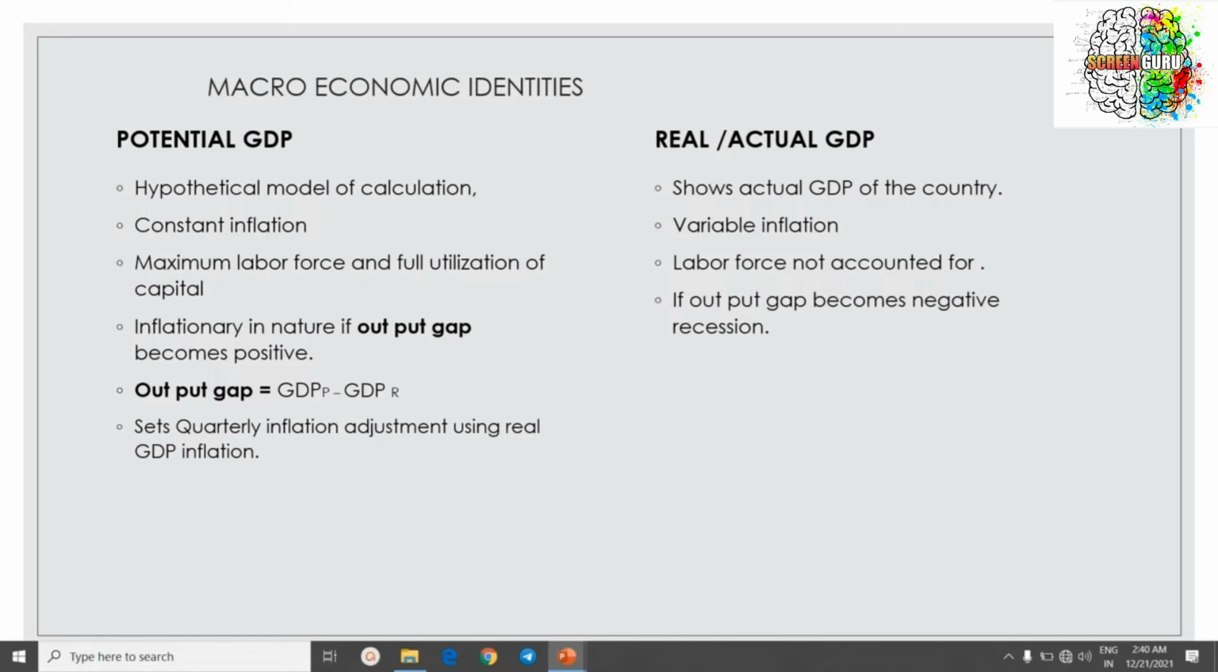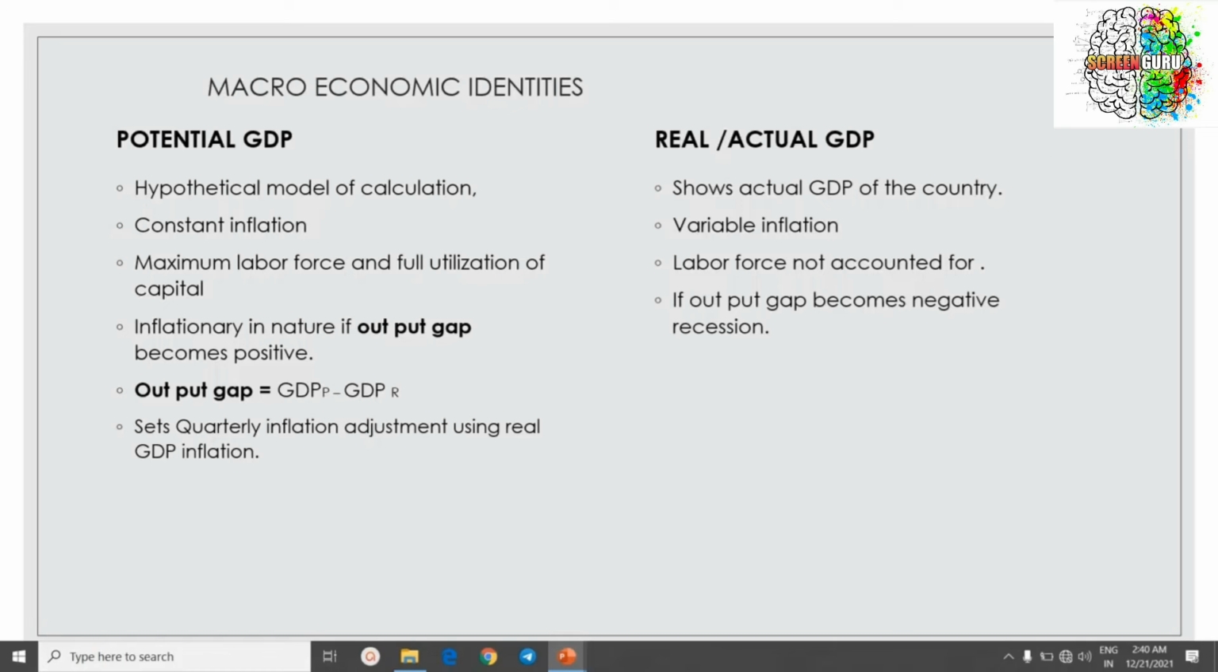When all these things happen, we can see that the economy or the GDP will keep on rising and will not come down. Such a hypothetical model of GDP calculation is called potential GDP, whereas actual or real GDP gives us the idea of what the GDP of a country looks like normally, because that is compiled from the data that we collect from firms and everywhere, whereas potential GDP doesn't have a data source. It's just a hypothetical model.